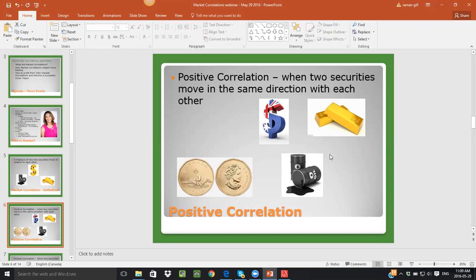All right, so positive correlation is when two securities move in the same direction with each other. And that would be, for example, your Australian dollar and gold. These are highly positively correlated securities. So when gold goes up, Australian dollar goes up. And we'll talk about this a little bit more. And then we have Canadian dollar and oil. So Canadian dollar and oil are very, very positively correlated. And again, we'll take a look at more of that as to why that is.